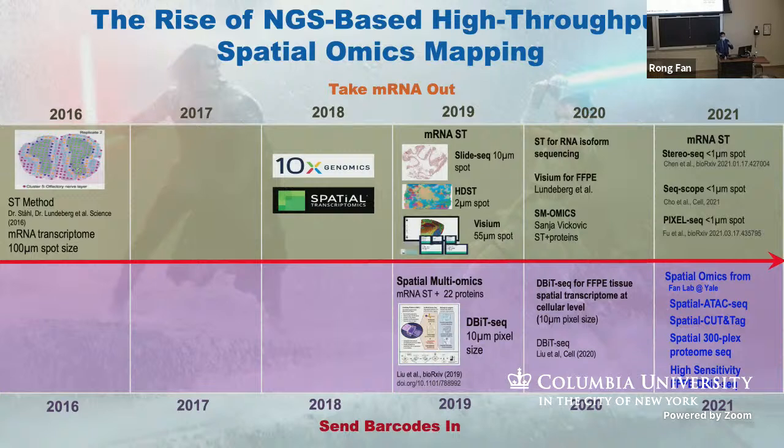So our approach is kind of the complete opposite. We don't take the messenger RNAs out of the tissue. Instead, we put the DNA barcodes into the tissue and do all the chemistry in the tissue matrix. We demonstrated even two years ago that we can do the entire transcriptome spatial mapping, and also map tens of proteins, so the first spatial multi-omics. And this year we have the spatial epigenome. We can look at not just the transcriptome or a panel of proteins, and many other new opportunities can be unlocked based on this approach called DBiT-seq.